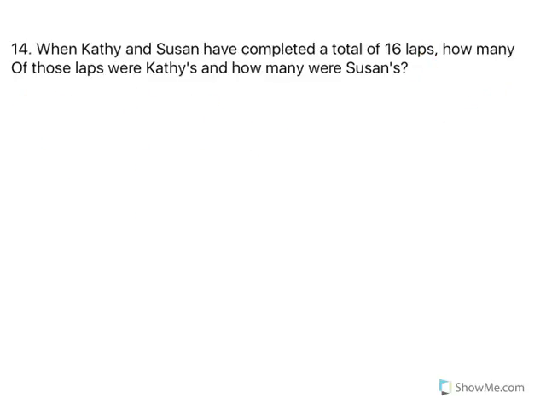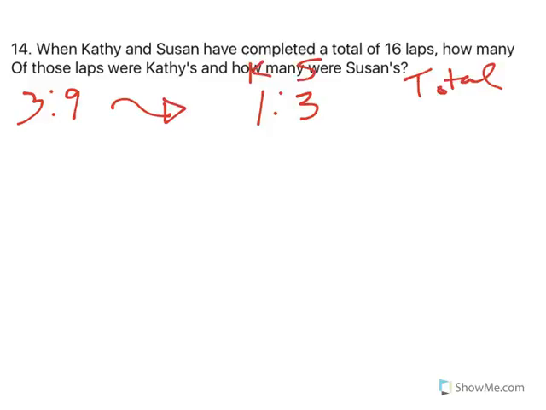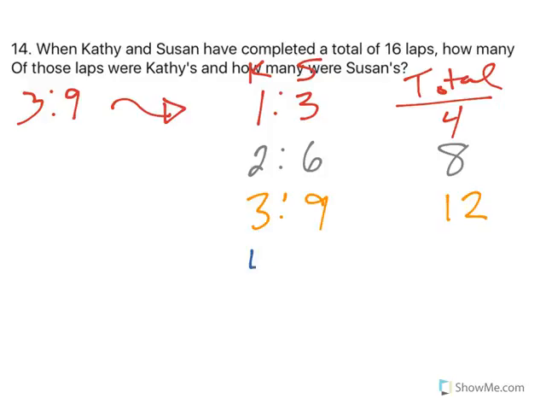Anyway, number 14. When Kathy and Susan have completed a total of 16 laps, how many of those laps were Kathy's and how many were Susan's? Well, okay, we know we had a 3 to 9 ratio, and we reduced that to 1 to 3. So this was Kathy, this was Susan, and that means they ran a total of 4 laps because Kathy did 1 and Susan did 3. Well, if we double that, 2 to 6, that gives me a total of 8. 3 to 9 gives me a total of 12.